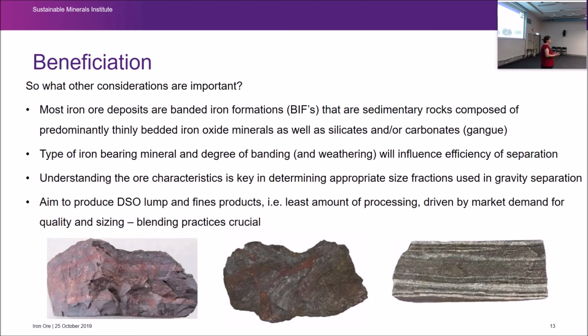Other considerations that are really important is to understand that most iron ore deposits are what is called banded iron formations, which is basically sedimentary rocks composed of bedded iron oxide minerals with silicates and carbonates. The degree of banding and the weathering really impacts your separation as well. And understanding this characteristic is key to understanding how your gravity separation plant is going to operate. And the aim, of course, is to crush this as little as possible and to maximize your lump production and meet that 60% target.